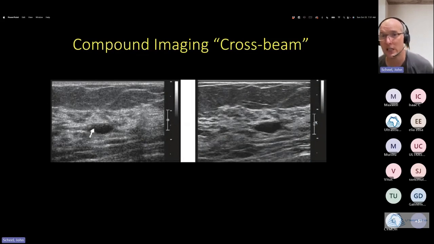So let me show you the benefit of it. You can see that in the left-hand corner, there's a picture of a mass there, and you're not sure what it is. It looks like it could be anything. This is a very poor quality image. But if you turn on compound imaging, you can see that now that finding looks like a simple cyst and can be ignored. And you can see all this speckle artifact, which are these dots that occur throughout the image. When you turn on compound imaging, it smooths out the picture really nicely.